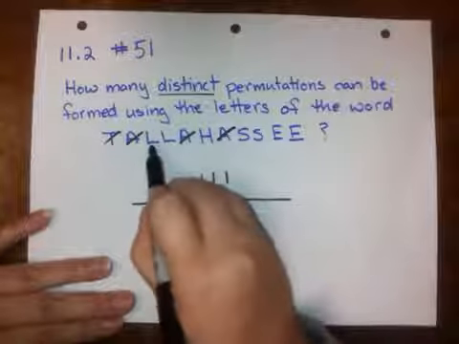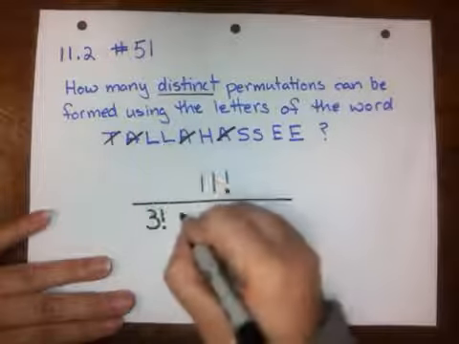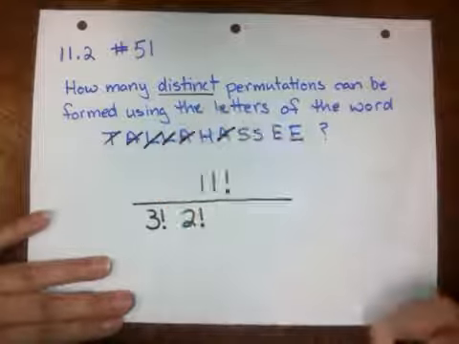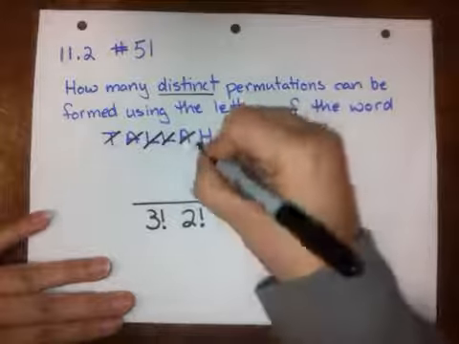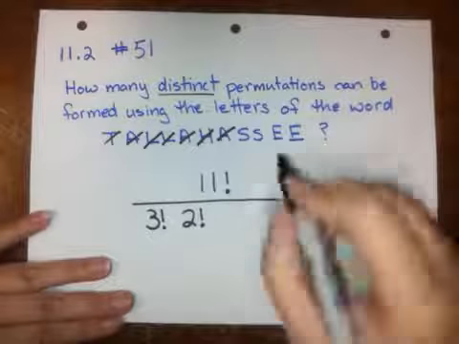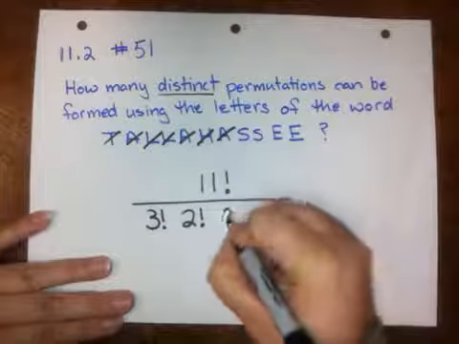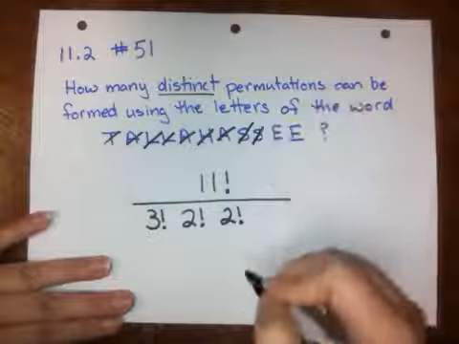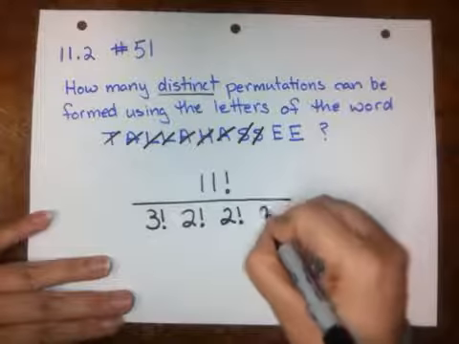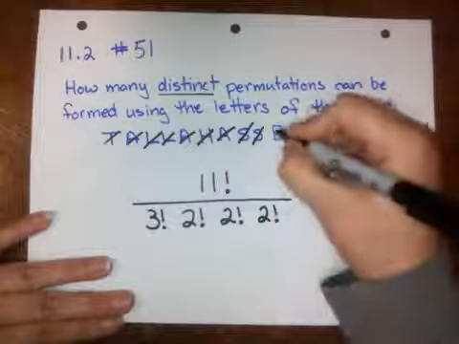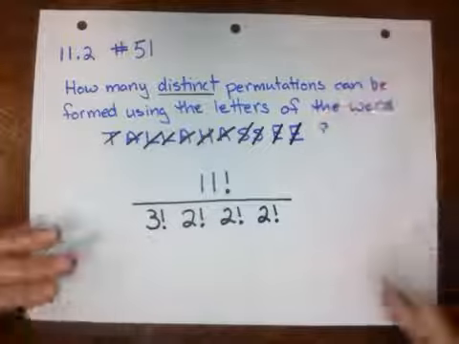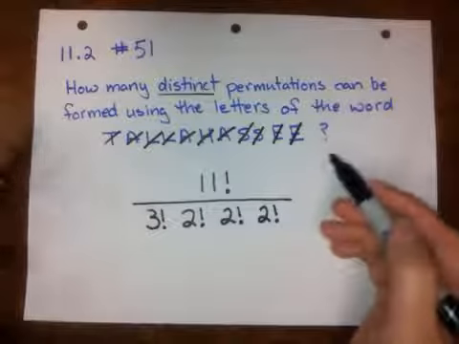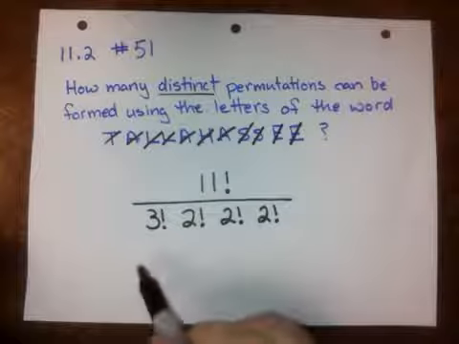How many L's do I have? 1, 2. So I'll put a 2 factorial in my denominator to deal with those 2 L's. How many H's do I have? Just 1, I don't have to worry about that. How many S's do I have? 2. So I'm going to put a 2 factorial in the denominator to deal with those 2 S's. And finally, I have 2 E's, so I'm going to put another 2 factorial in the denominator to deal with those. Okay, so anytime you have a letter that shows up more than once, however many times it shows up, put that factorial in the denominator.